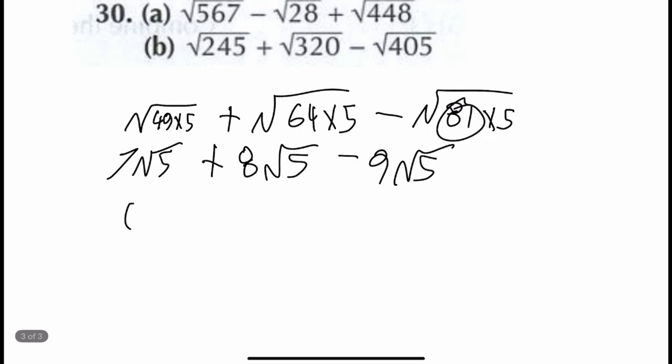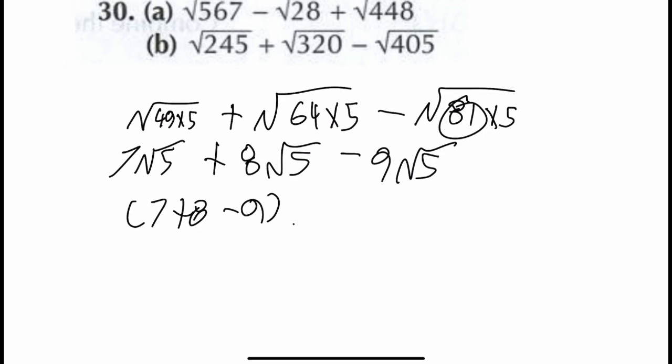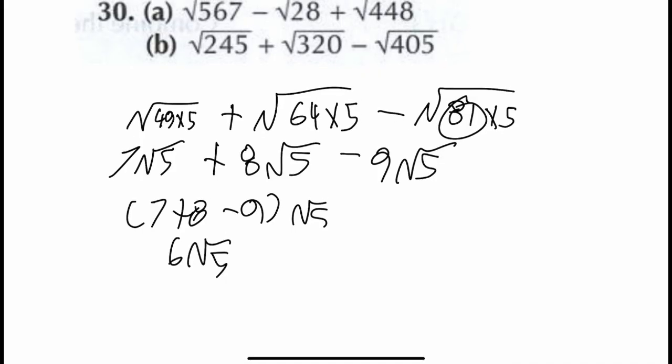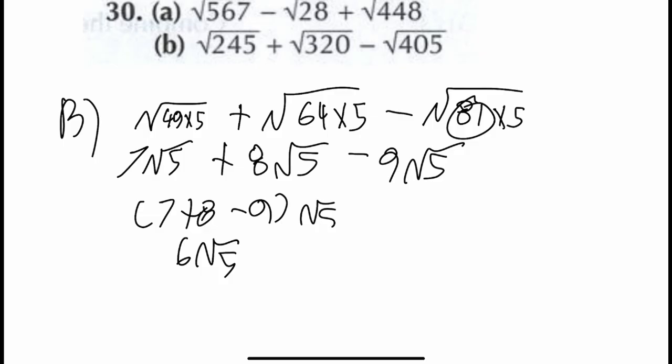Now we just simplify. 7 plus 8 minus 9 root 5. That would be 6 root 5. So the answer to B is 6 root 5. And that's it for addition and subtraction of surds.